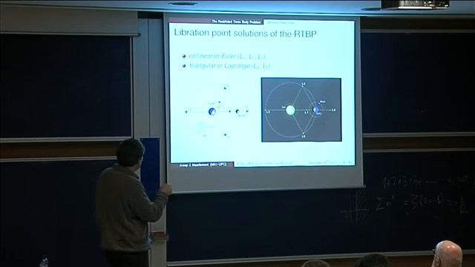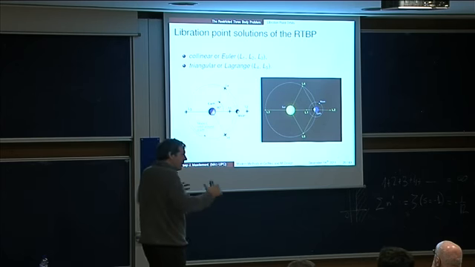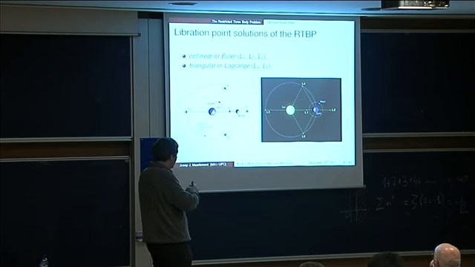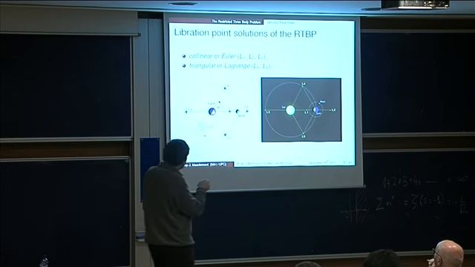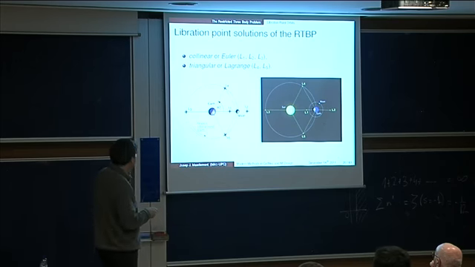And they correspond to places where the gravitation of the Sun plus the gravitation of the Earth balances with the centrifugal force. So in the non-inertial frame, all the forces acting on a satellite located at this point balance, and you have an equilibrium solution of the differential equations. Okay. We have 5, and in this talk we will mostly be considering these 2 points, L1 and L2.